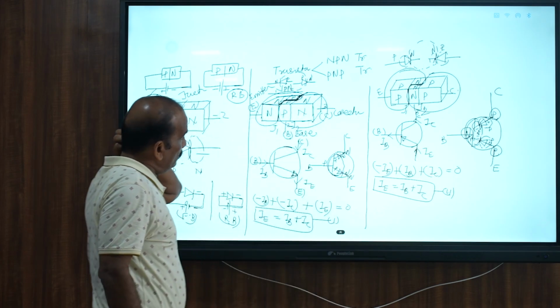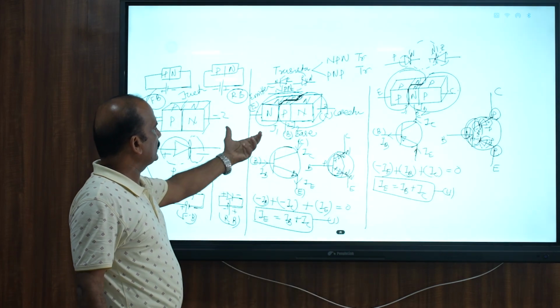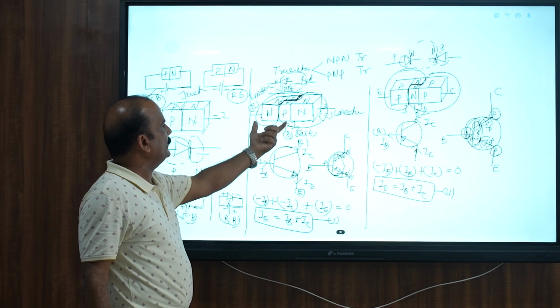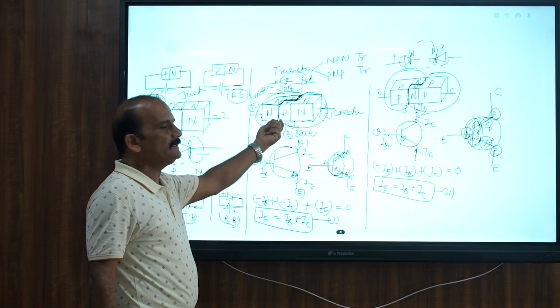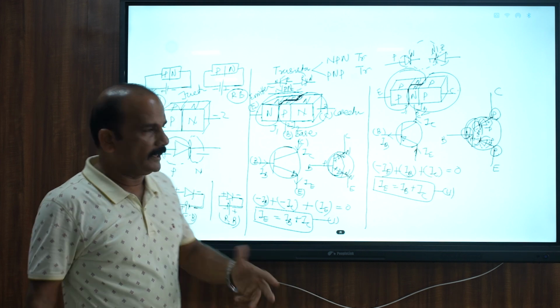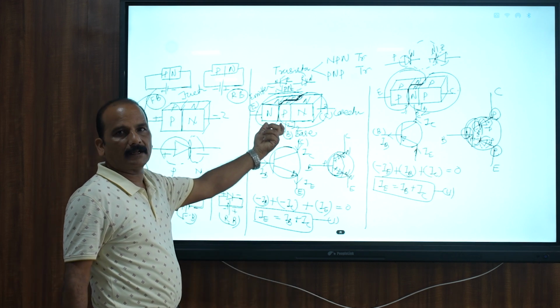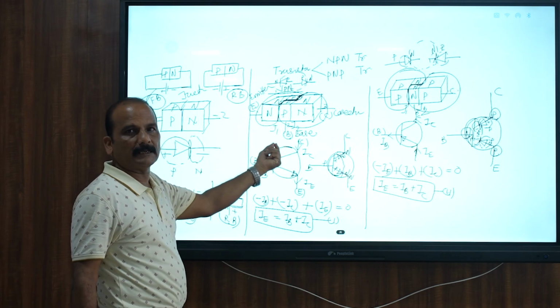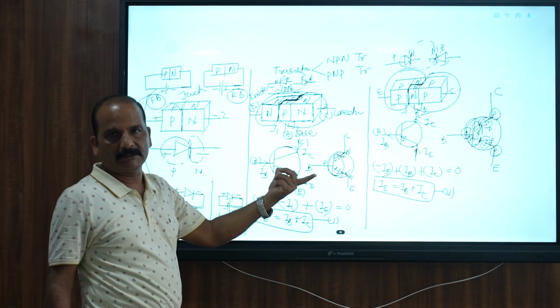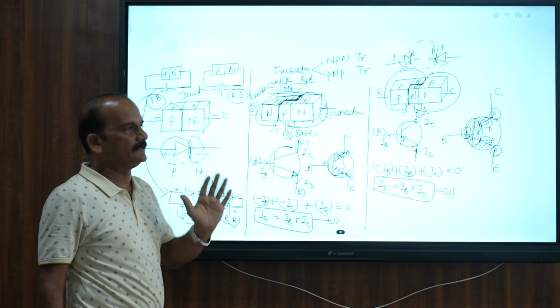Okay. So we can draw a definition about the transistor. Transistor is a tri-terminal, tri-layer, bi-junction semiconductor switching device. Let me repeat it once again. It is a tri-terminal, tri-layer, bi-junction semiconductor switching device. What is this switching? It is switching from low resistance to high resistance.